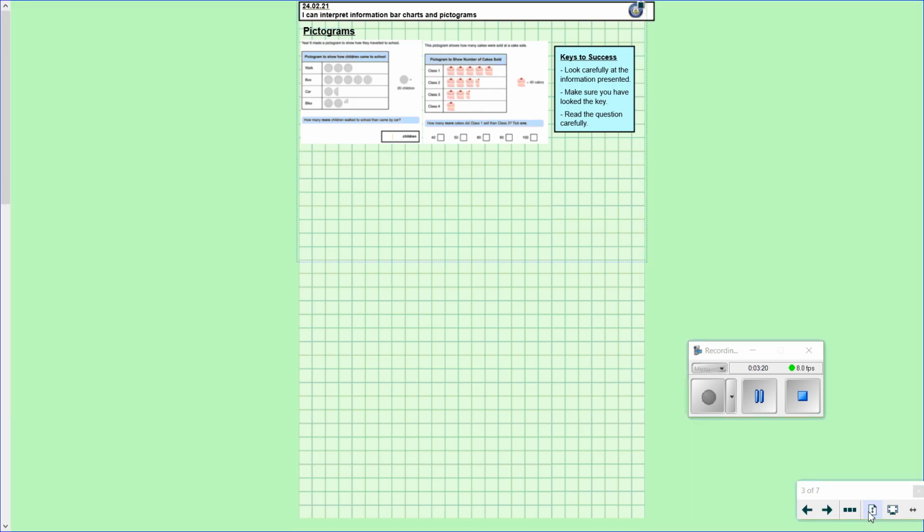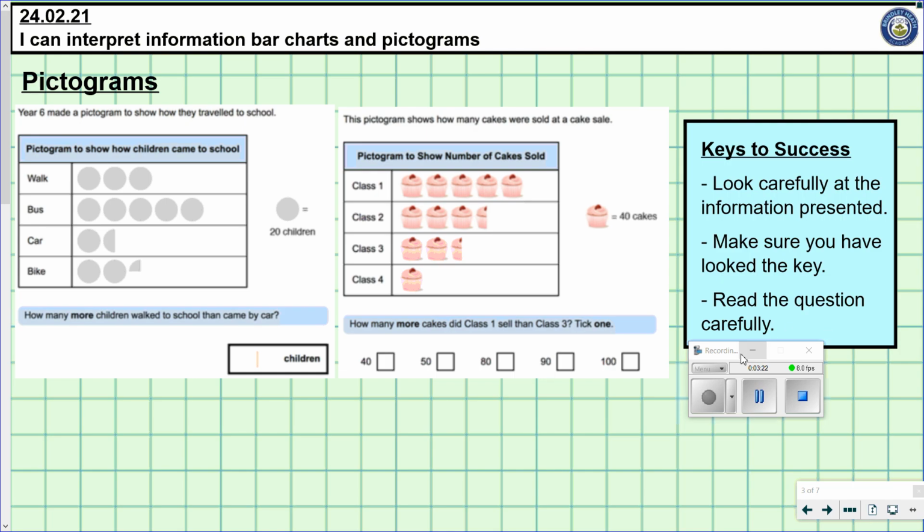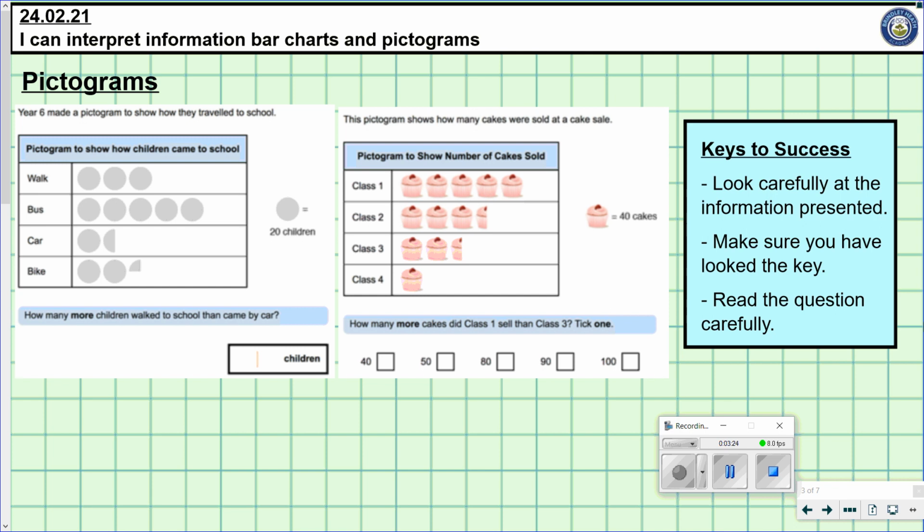And here we are going into the main part of our lesson today then. As I said at the beginning of the video, we're looking at pictograms and bar charts today. We're going to start off with looking at pictograms. So pictograms are special charts that have little pictures to represent information. Keys to success with this: look very carefully at the information that is presented. Make sure you read the key. Okay, a pictogram always has a little key.